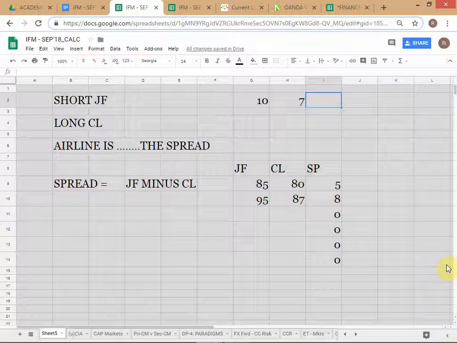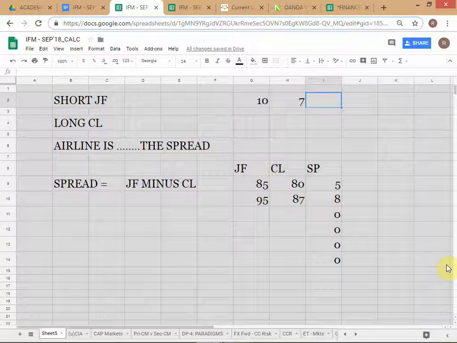No. You have not understood the question. The question is, the company has two options. They can either decide not to hedge at all, which means they stick with the short jet fuel position, and they run their business. Whatever happens to the jet fuel price, they'll just live with it. That's one option. The other option is that they can hedge it and move to a short spread position, where the spread is defined as JF minus CL. These are the two options.